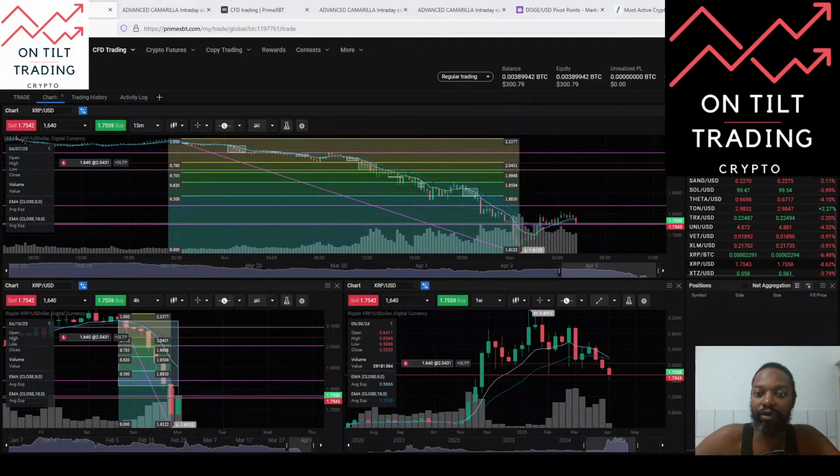Ripple is not setting up perfectly for me here on the weekly. What I would like to see is an inverse here. I want to see the 9 below and the 18 above. That would be a sign of weakness, similar to what we're seeing here on the 4-hour. The 18 is above and the 9 is below here. So that's the weakness that I want to see on Ripple, just like here on the 4-hour. I want to see that here on the weekly.